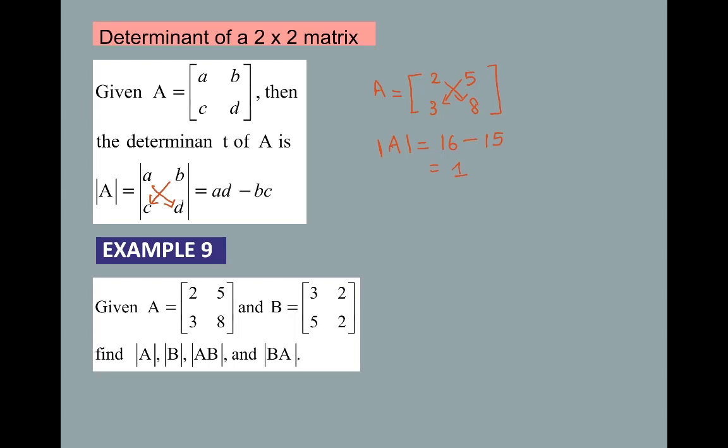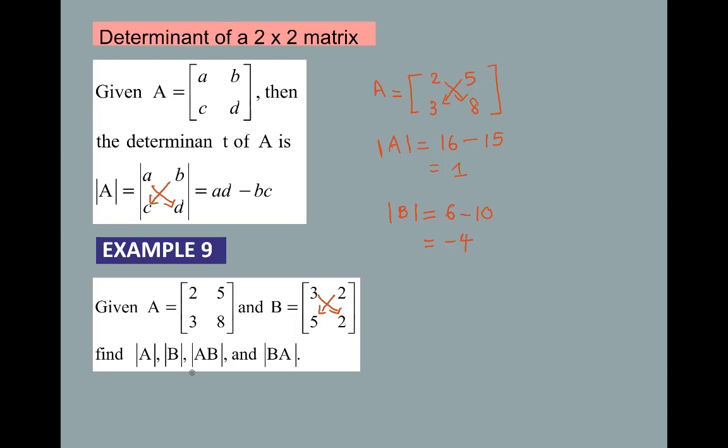Okay, students, can you understand this? Determinant of a 2 times 2 matrix. It shouldn't be very difficult for you because we have done this in finding minor. Now let's go to matrix B. The determinant of B would be AD, which is 6, minus BC, which is 10. Now 6 minus 10 is negative 4.